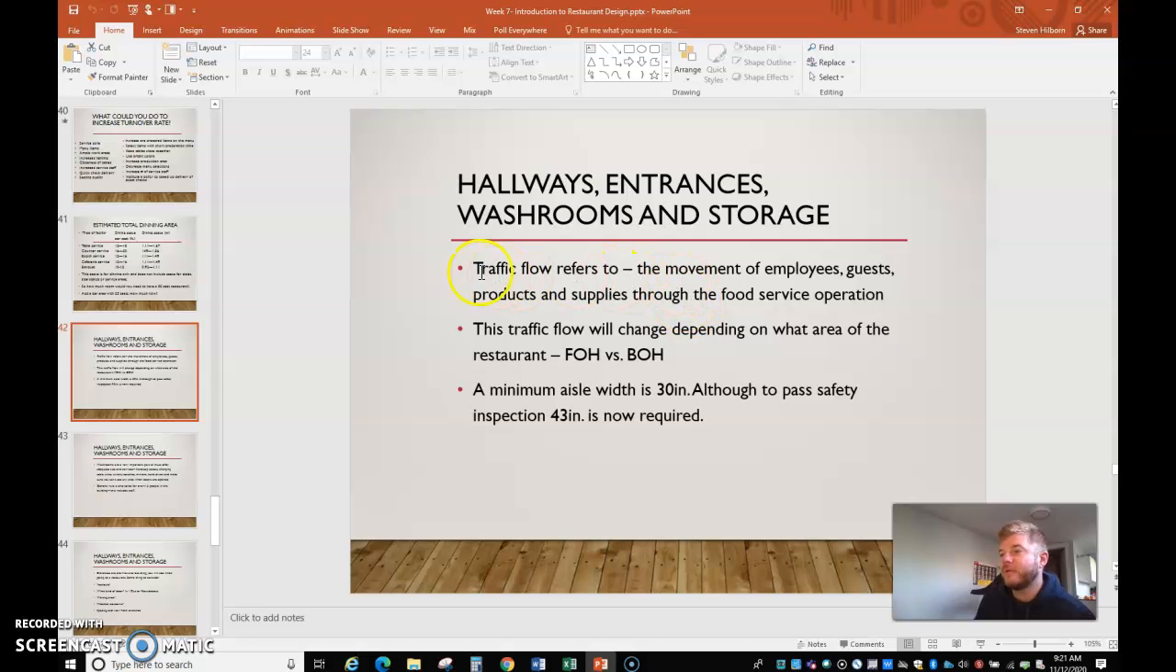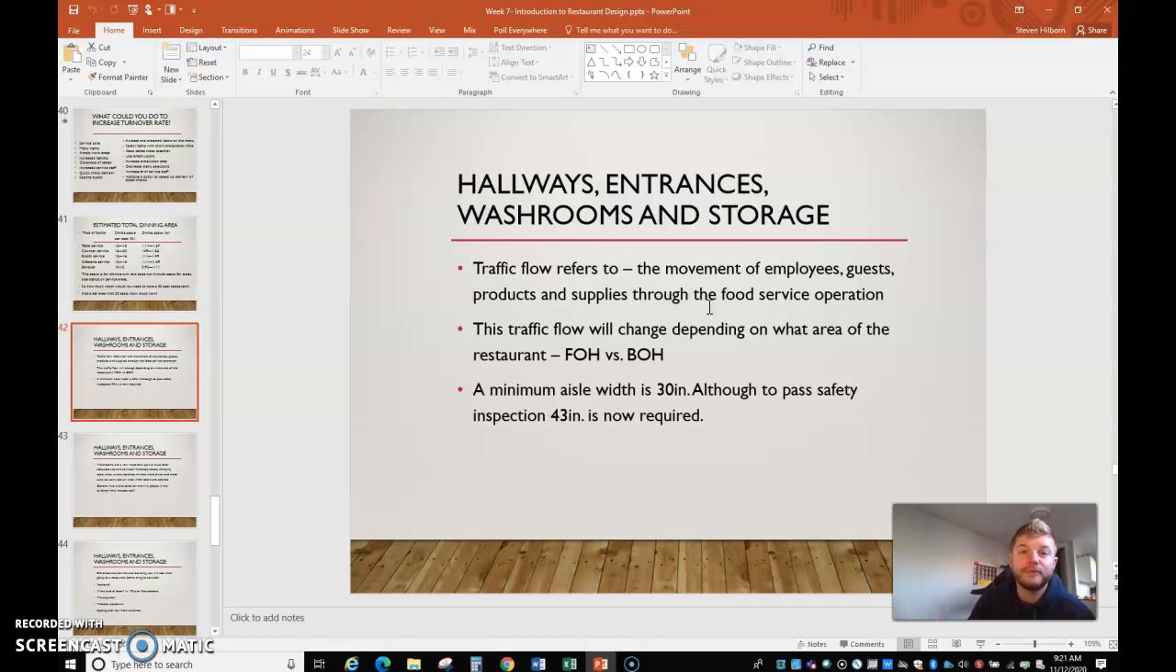When I talk about traffic flow, it refers to the movement of employees, guests, products, and supplies. So really there are three or four different types of movement. The customers usually only come in the front door, and they don't go beyond the dining room and the bar area. The employees, front of house and back of house, have different paths that they travel all the time.